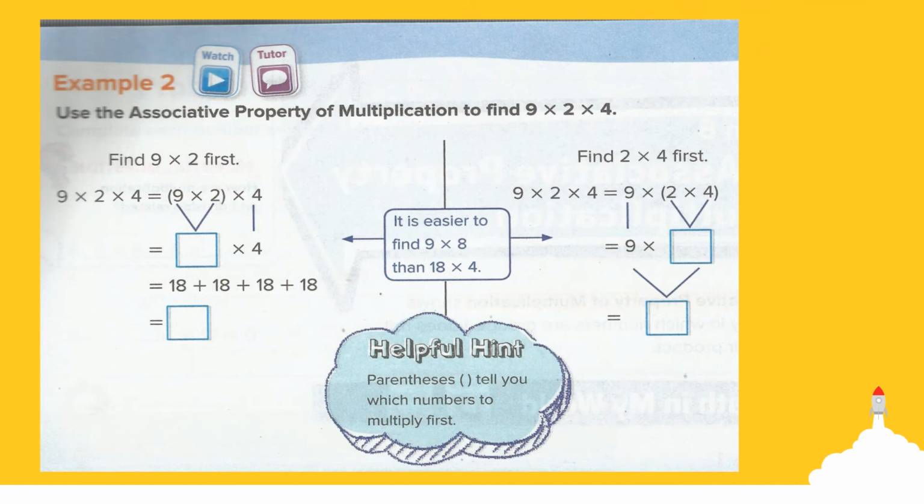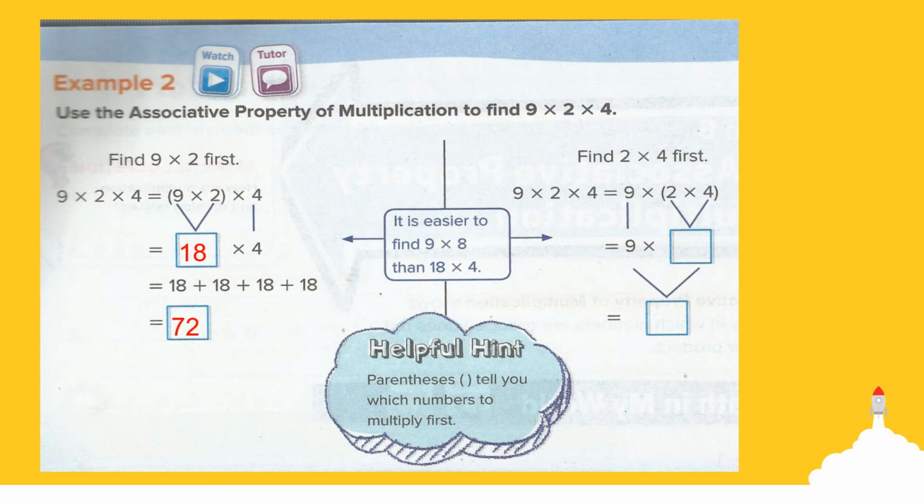Let's work in example number 2. Use the associative property of multiplication to find 9 times 2 times 4. We're going to find 9 times 2 first. So 9 times 2 equals 18. Times 4, we will use repeated addition. 18 plus 18 plus 18 plus 18 equals 72. Now let's find 2 times 4 first.